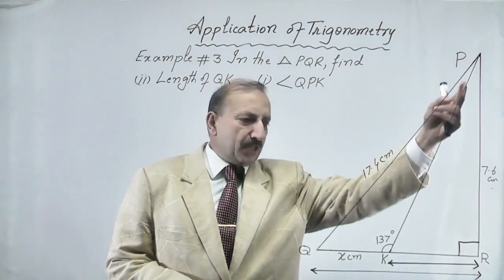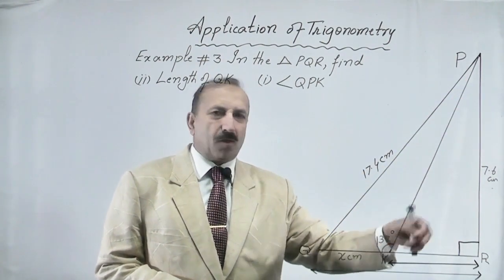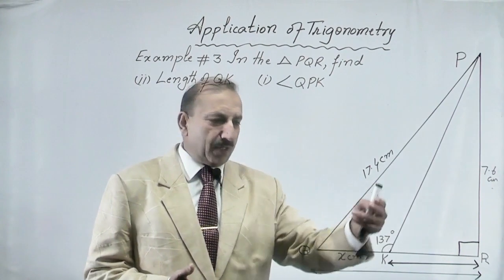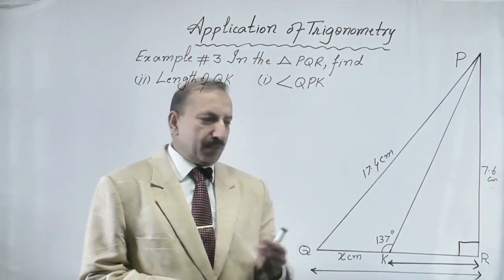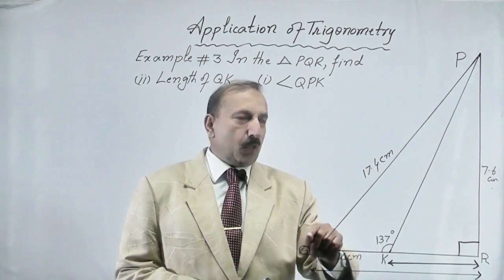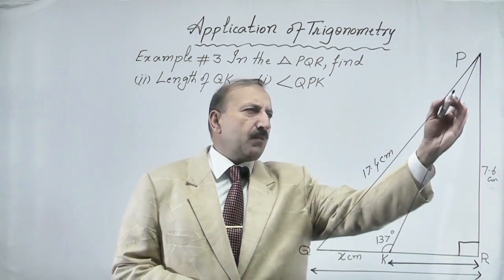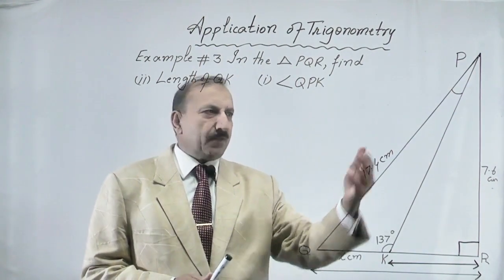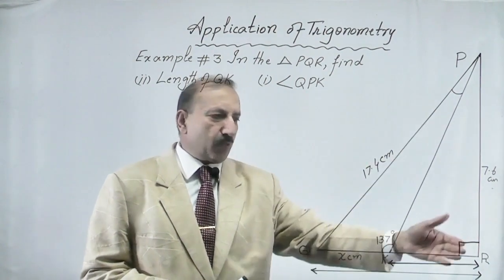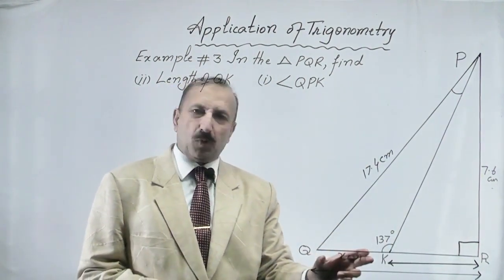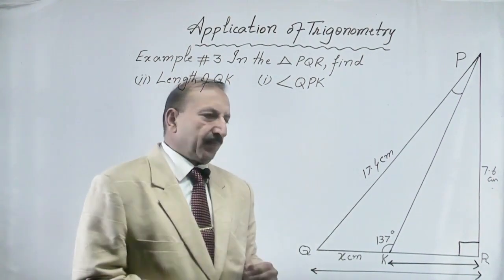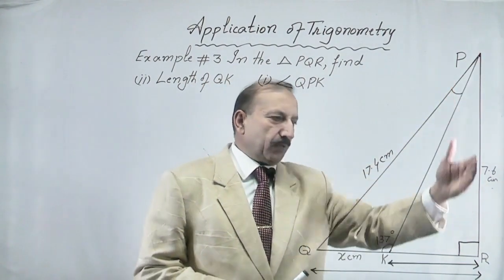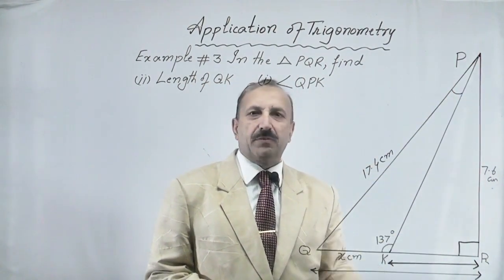PQR, in which here is a point K given. This is a composition of two triangles. In fact, three triangles, two right angle and one is this additional triangle. The question is, we are supposed to find this angle QPK. This is our target. And we have given information. The hypotenuse of the larger right angle triangle is given. This portion QK is the length we are supposed to find. This angle 137 is given. And the height of the larger triangle is given. This is 7.6 centimeter.